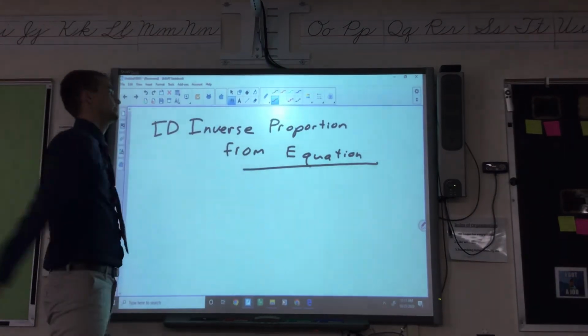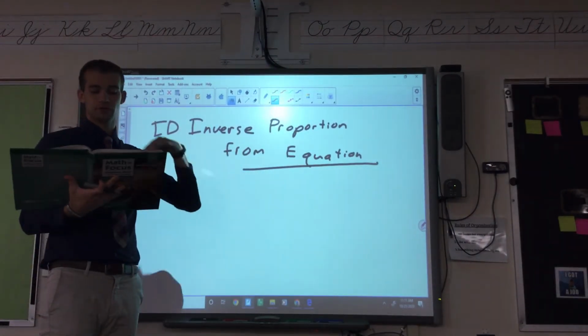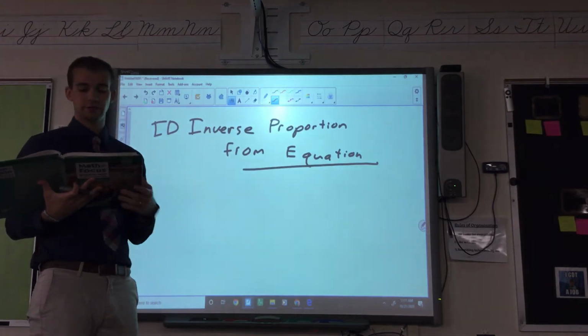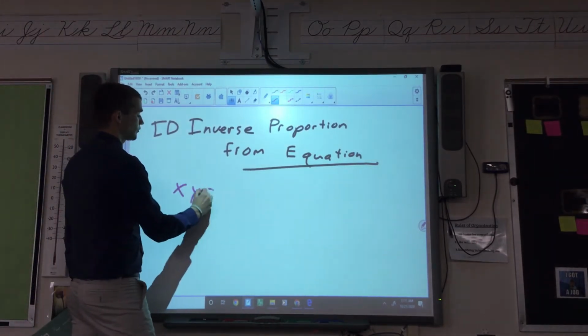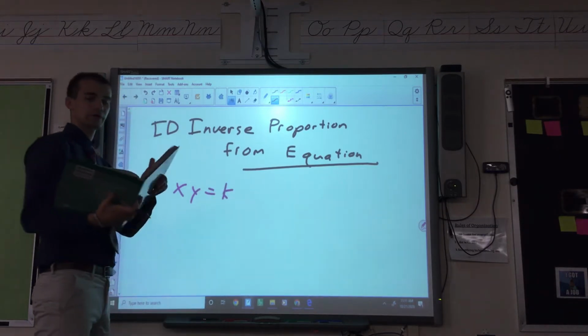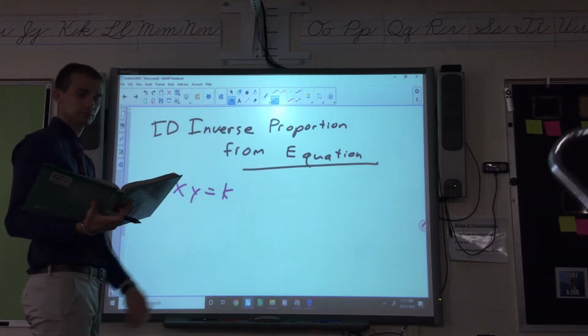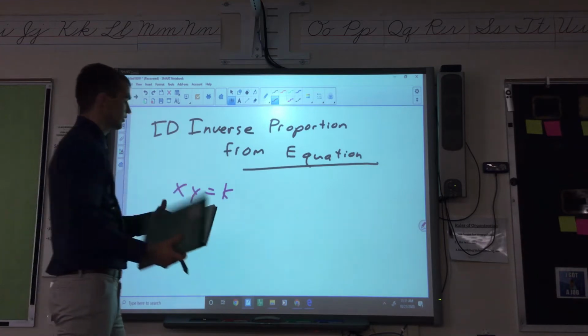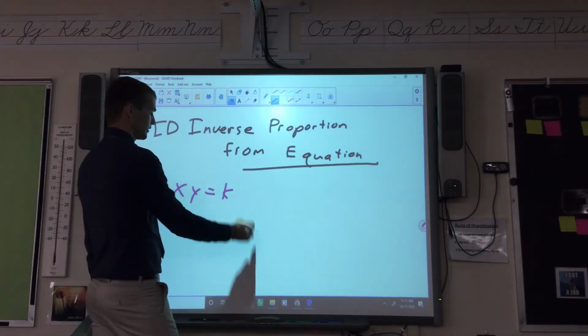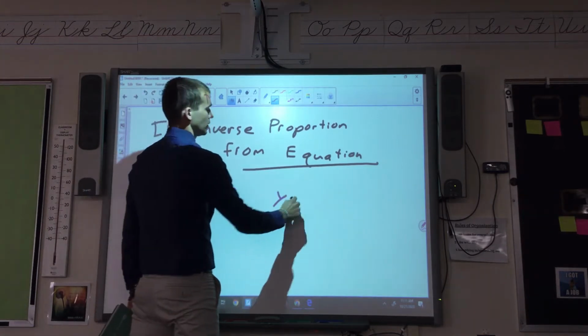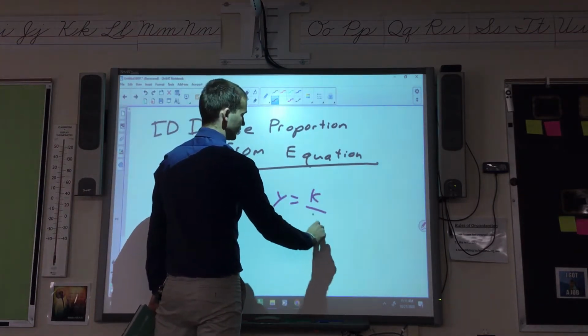So, identifying inverse proportion from the equation. We already talked about xy equals k. The other way of doing that is, think about it, if you get y by itself, you divide by x on both sides: y equals k over x.